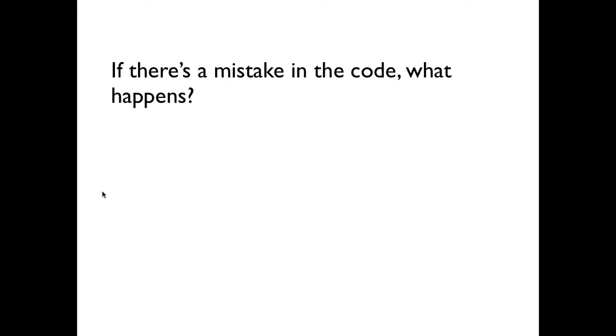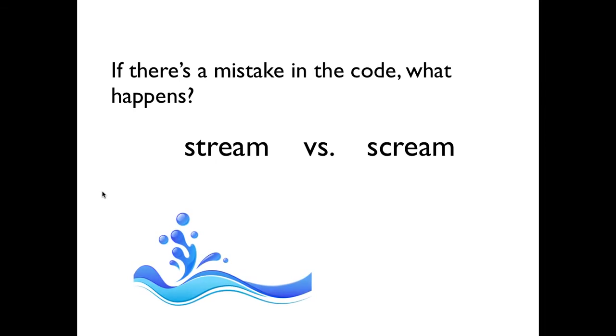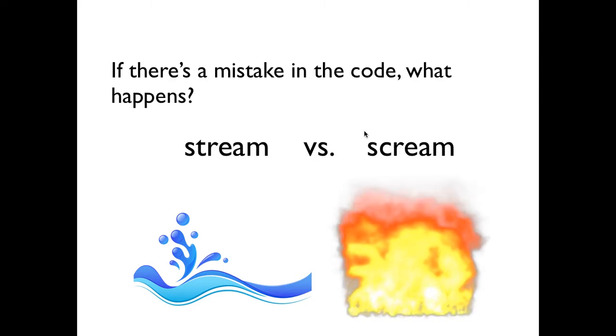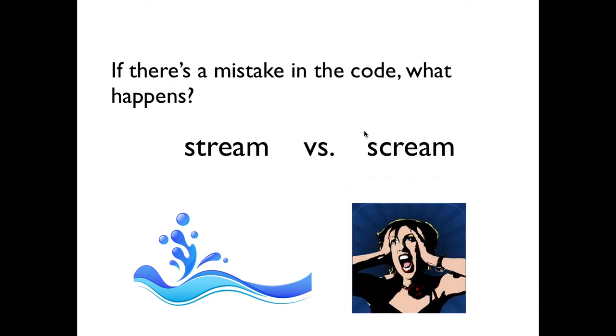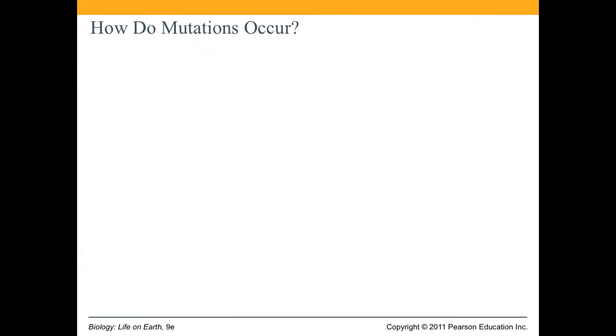Now, what if there's a mistake in the code? What if DNA polymerase comes in and brings in the wrong nucleotide? What happens? Well, let's take a look at our example here with letters. We have stream, which was an example before. So here's a little stream. Well, if we just switch 1 letter, so here the T, we're going to switch with C, notice how the meaning really changes. So this can happen with our cells.